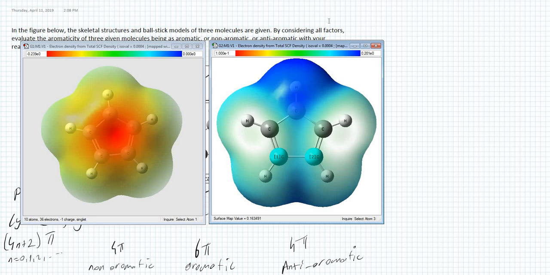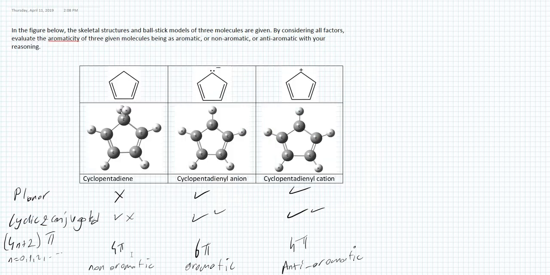So there is no resonance contribution basically. So electrons are localized. So in this question we evaluated the aromaticity of the 3 given molecules by following 3 rules: planarity, being cyclic and conjugated, and following the 4n plus 2 pi rule. Thank you so much for watching.